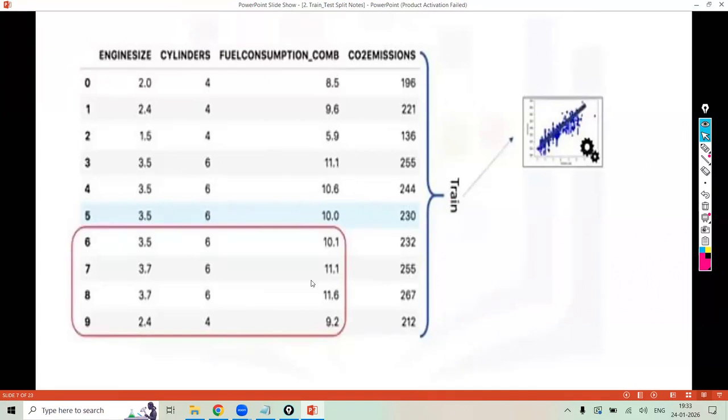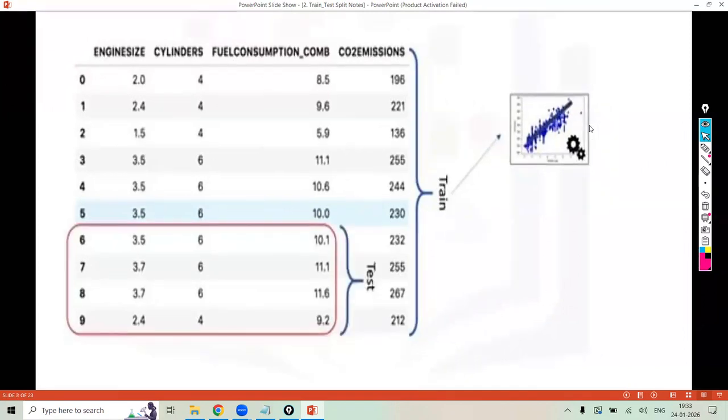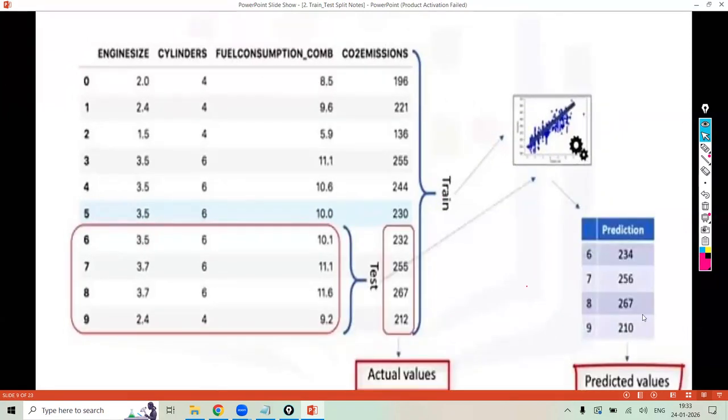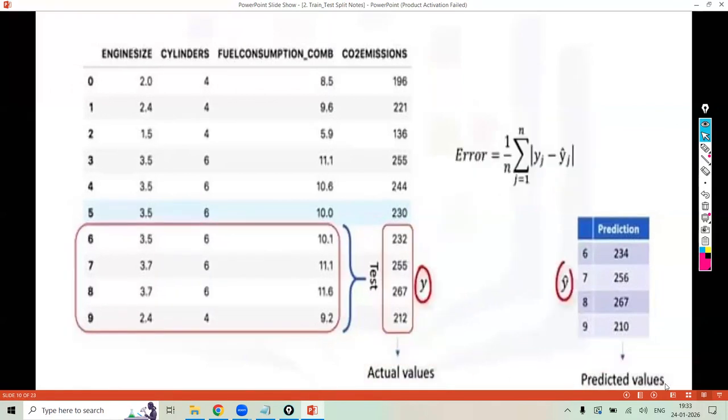Now you give the same data to the model and ask it to predict. It will predict the values. These values will be very close to the original data, and you are going to compare them, which we call evaluation. One is y and the second one is y hat.